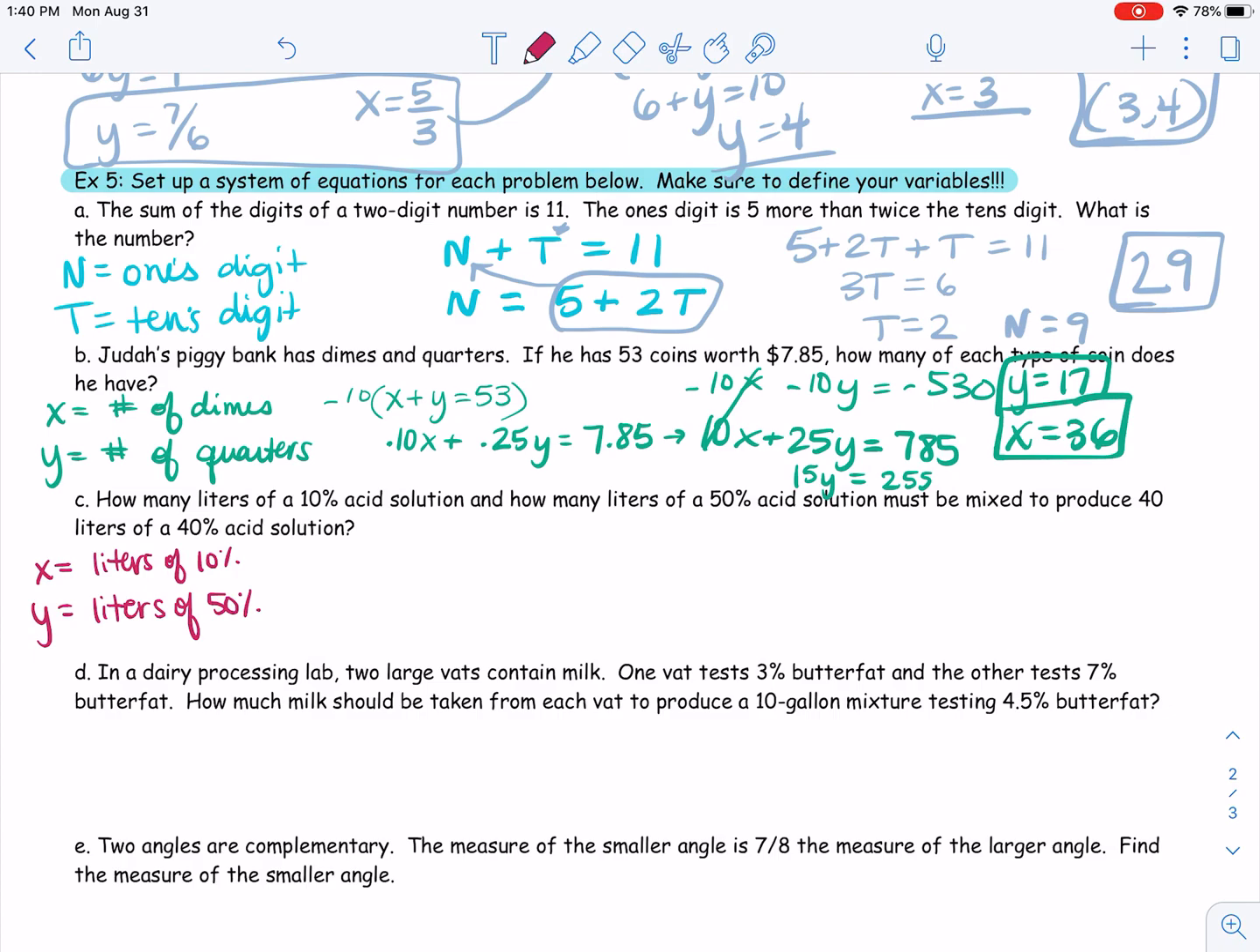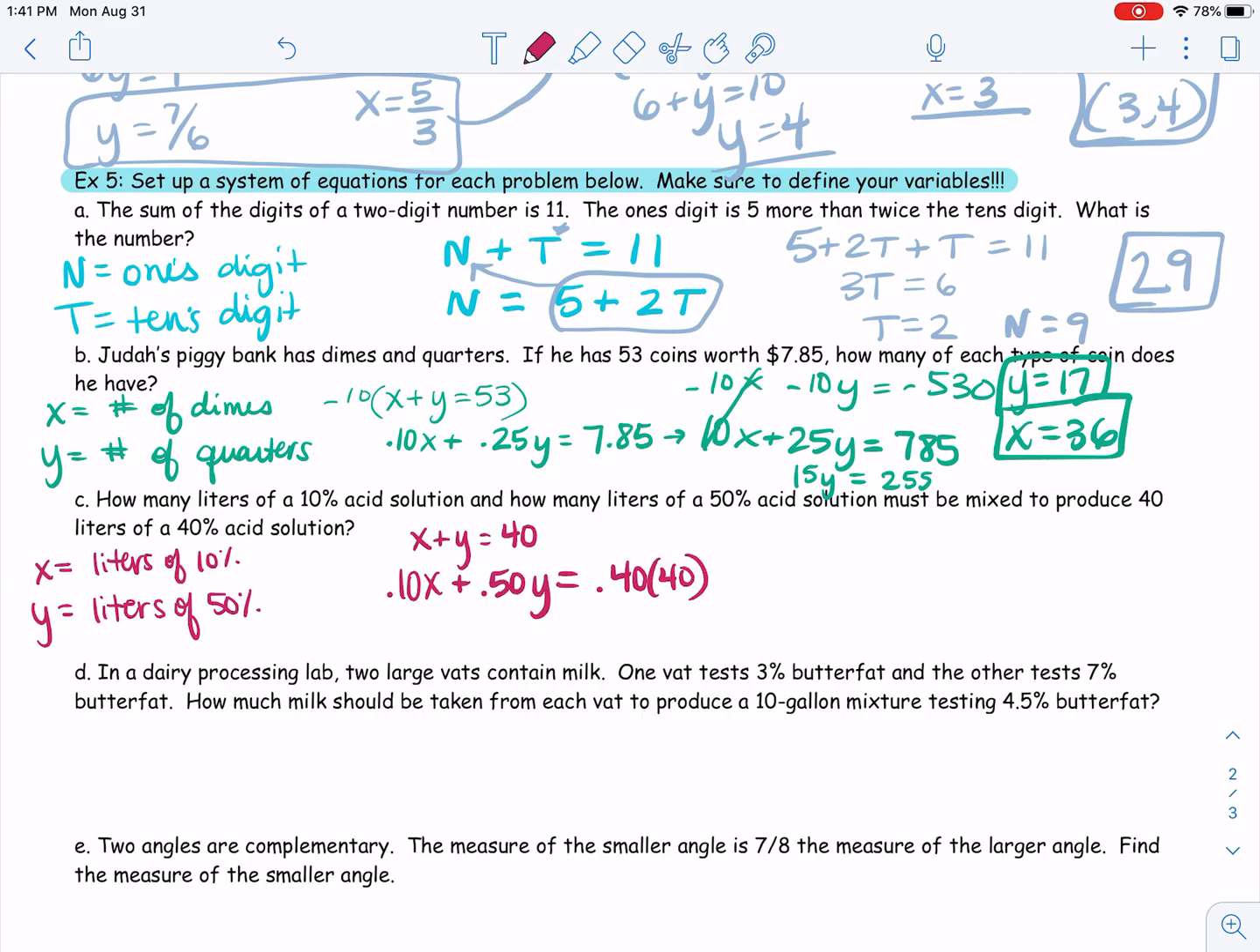Okay, we know that we need to produce 40 liters. No matter what type of solution it is, the number of liters of 10% and the number of liters of 50% has to equal 40. Now, there's also the percentage of acid that comes into play. For every liter of 10%, we're getting 10% acid for every x and 50% acid for every y, and we need a 40% acid solution of those 40 liters. That's our goal. So here are our two equations.